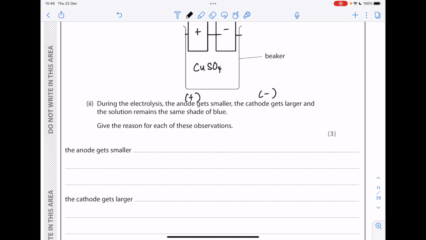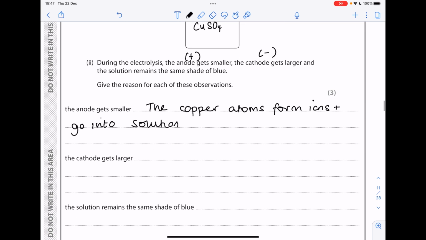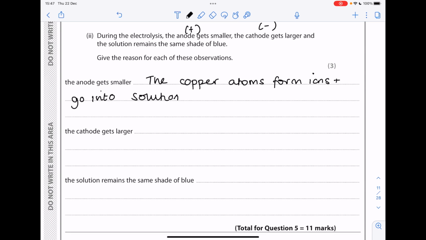Give the reason for each of these observations. So why does the anode get smaller? That's because the copper atoms form ions and go into solution. Why does the cathode get larger? Because copper atoms are formed from the ions in the solution.